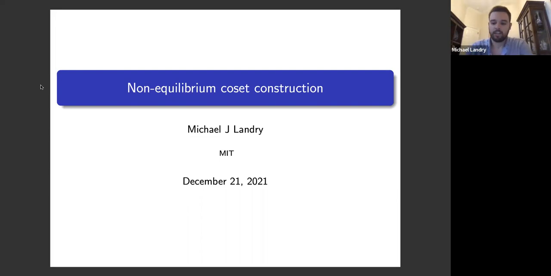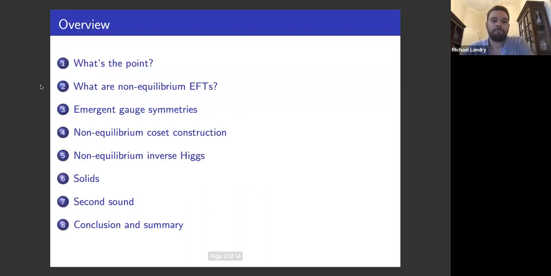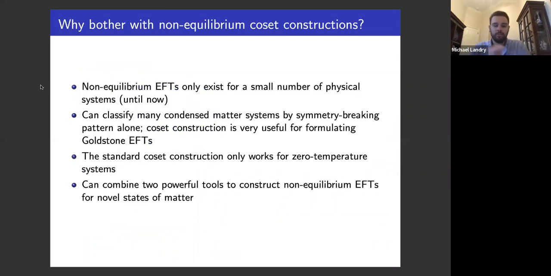So today I'm going to talk about non-equilibrium effective field theories and a method for constructing them known as the Coset construction. Essentially, this is the outline of what I'll be talking about, but let's just dive into it directly. So why bother with this non-equilibrium Coset construction?